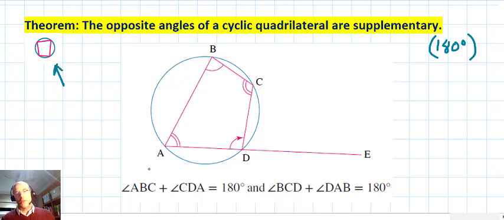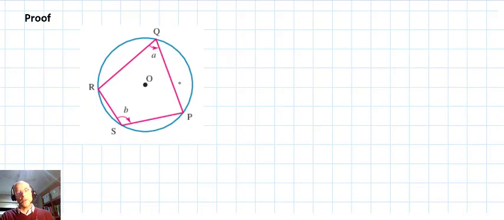Given that this is a cyclic quadrilateral ABCD, we can look at two angles: ABC, which is this angle here, and angle CDA, which is that angle there, and they add together to make 180 degrees. BCD and DAB, which is that one and there, are also supplementary. So if we're given a cyclic quadrilateral, we need to determine that the opposite angles are supplementary. So let's prove that.